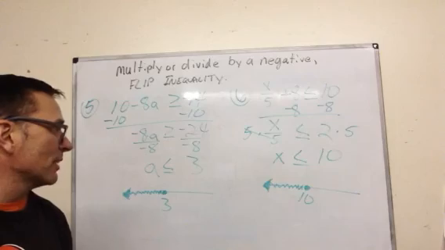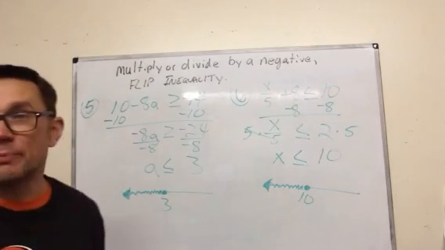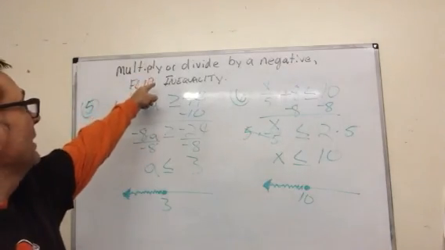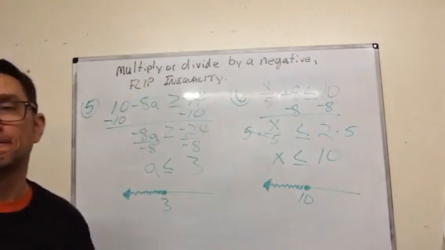Keep these as reference. Remember open circles compared to closed circles. Remember that if you multiply or divide by a negative, that's when you have to flip the inequality.